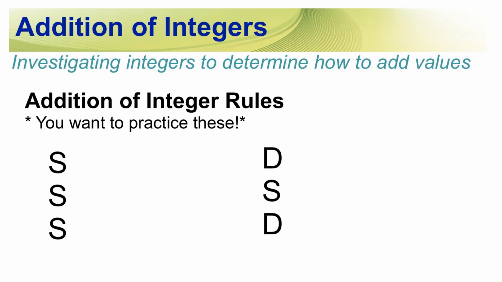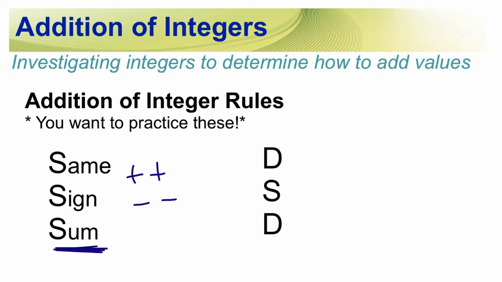And you're going to want to practice these because these are the ones that you're going to use the most frequently. I'd like to use acronyms to try to remember this. So the first one is SSS. SSS stands for same sign sum. Meaning if the numbers have the same sign, either they're both positive or they are both negative, you're actually going to add those two numbers together and keep their signs.